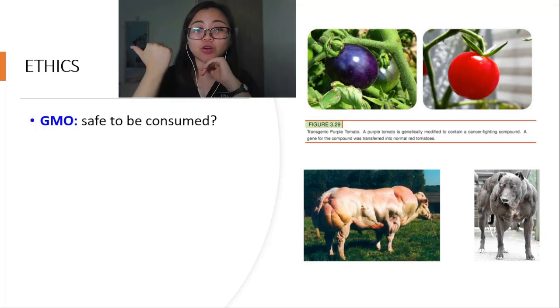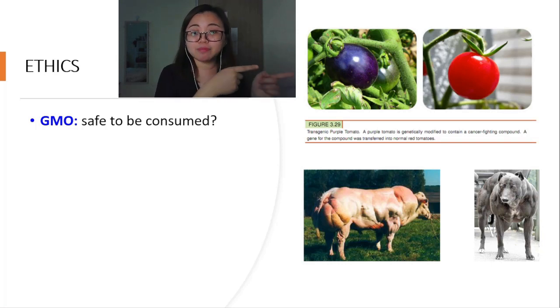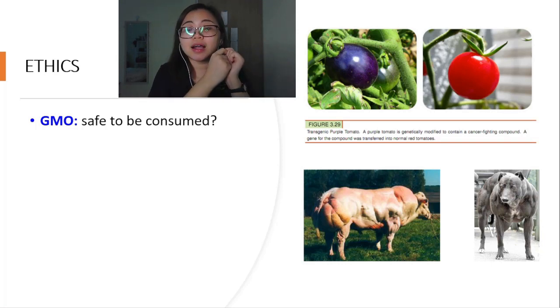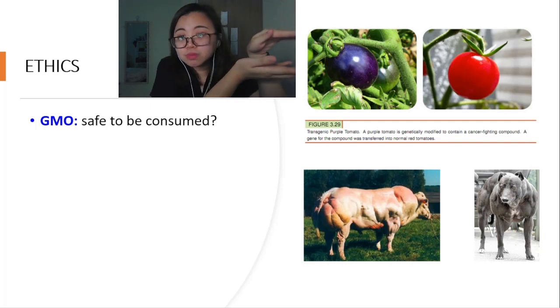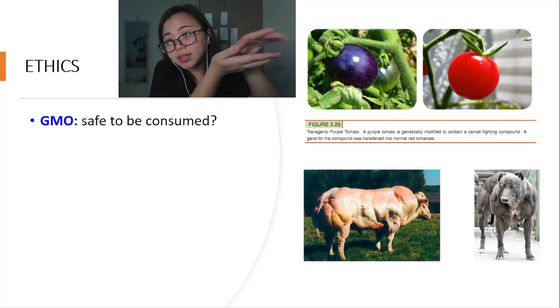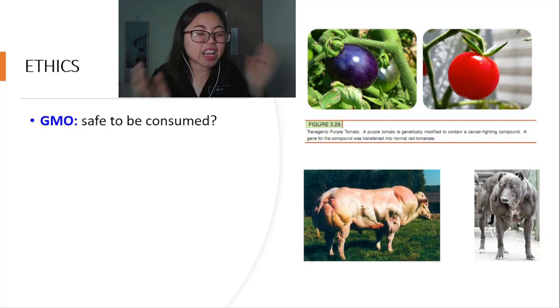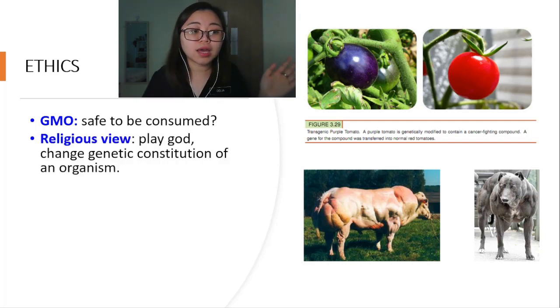Disebabkan kita hasilkan organisme-organisme ini dalam lab, kita yang pandai-pandai buat, ramai orang yang takut. Mereka takut organisme yang diubah suai menggunakan teknologi ini, genetically modified organism, mereka risau organisme ini tidak selamat untuk dimakan. That is an issue some people talk about.